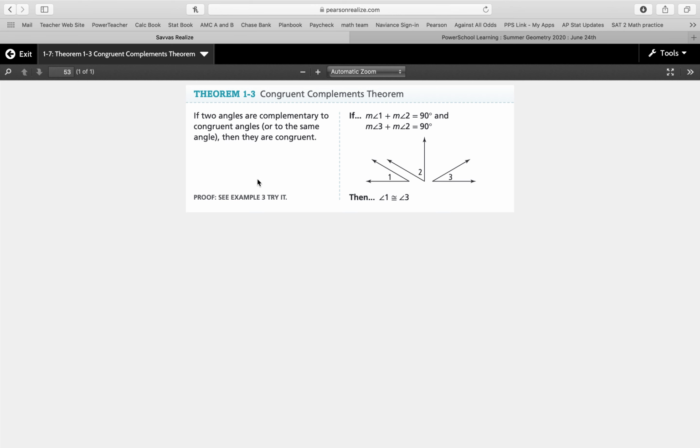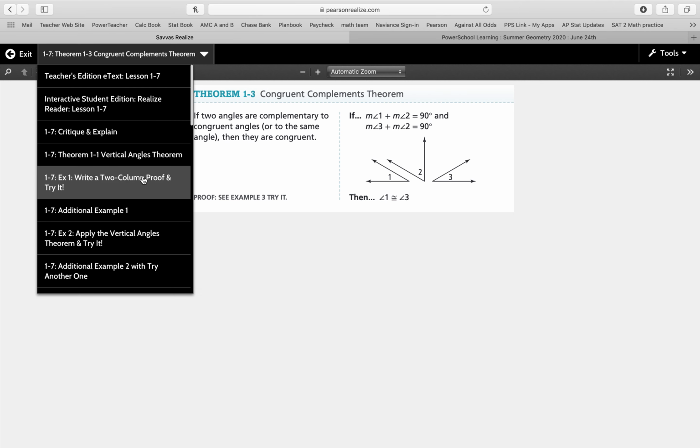We can think of it as the same as the congruent complements theorem. The congruent complements theorem says if two angles are complementary to congruent angles, then they are congruent. So again, the measure of angle 1 plus the measure of angle 2 is equal to 90, and the measure of angle 3 plus the measure of angle 2 is equal to 90, then that means that angle 1 must be congruent to angle 3. So we have a pair of complementary angles, another pair of complementary angles. We have an overlapping angle, which means our other two angles must be congruent. It's the congruent complements theorem.